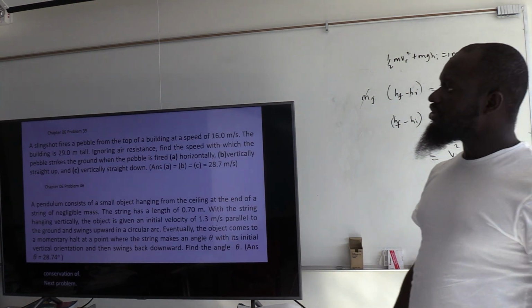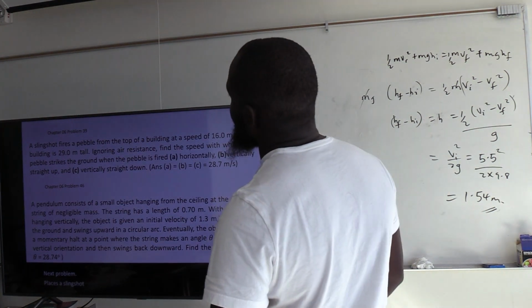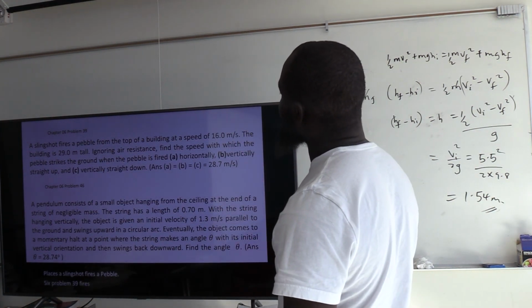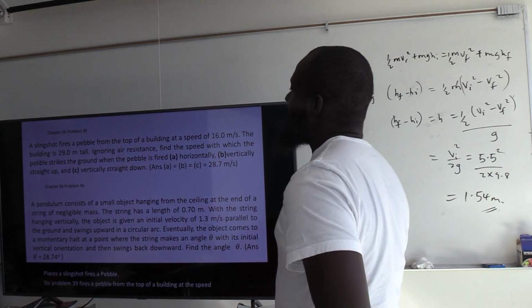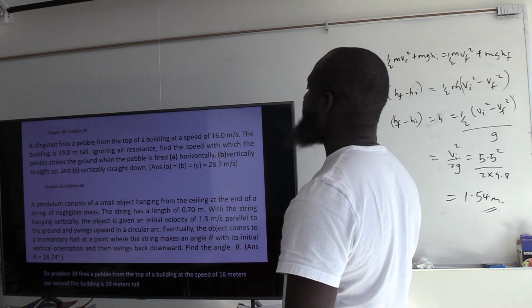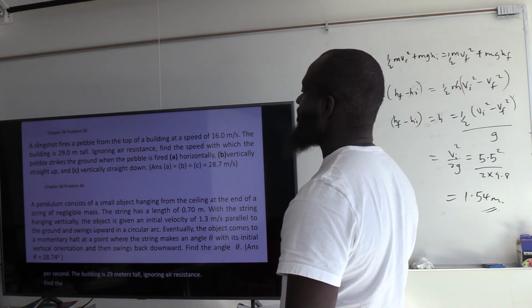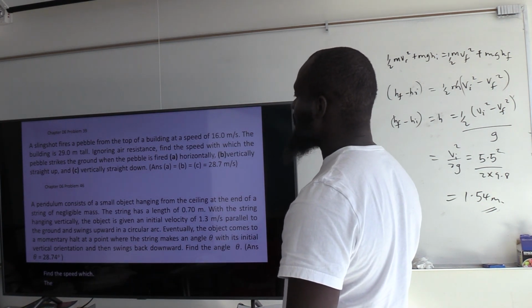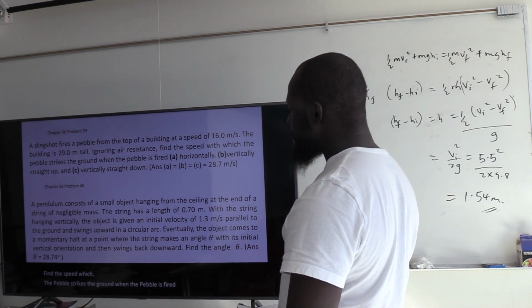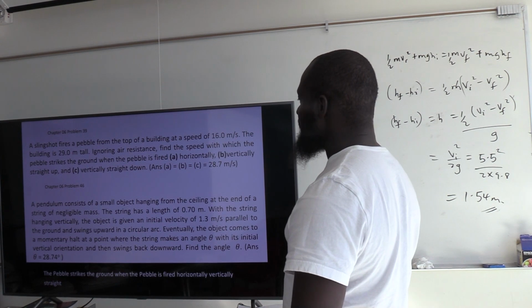So it says a slingshot fires a pebble. Problem 39: fires a pebble from the top of a building at a speed of 16 meters per second. The building is 29 meters tall. Ignoring air resistance, find the speed with which the pebble strikes the ground when the pebble is fired horizontally, vertically straight up, and vertically straight down.